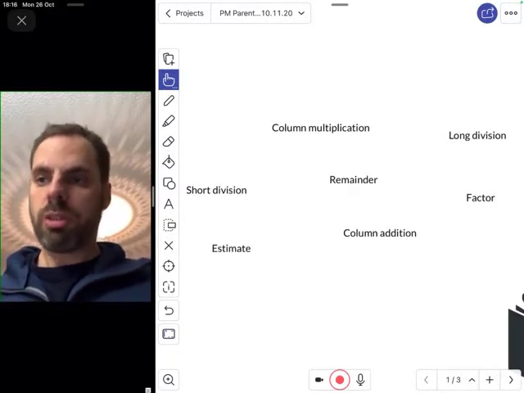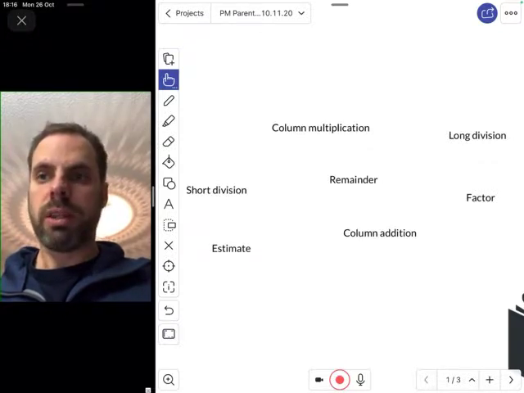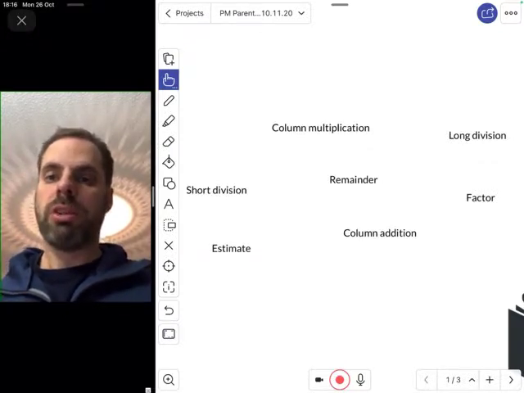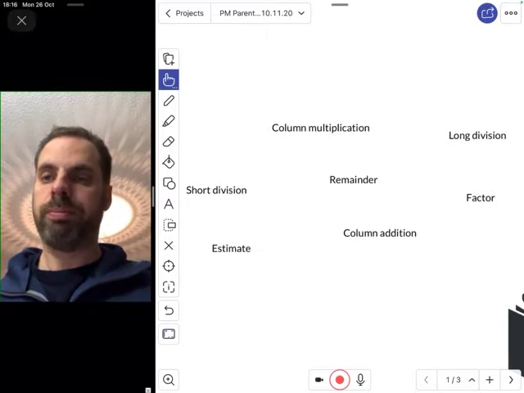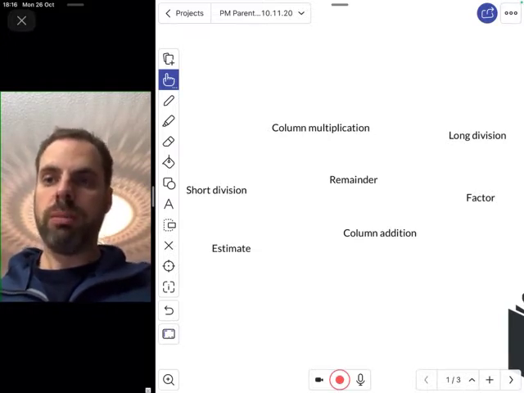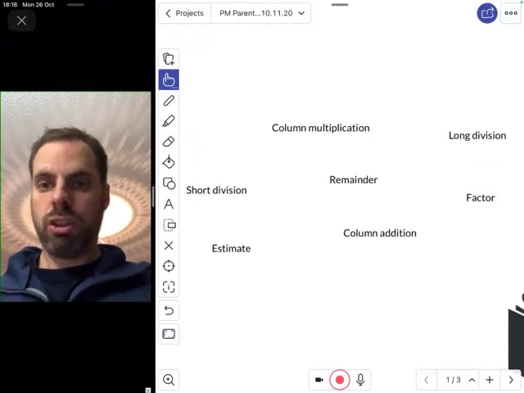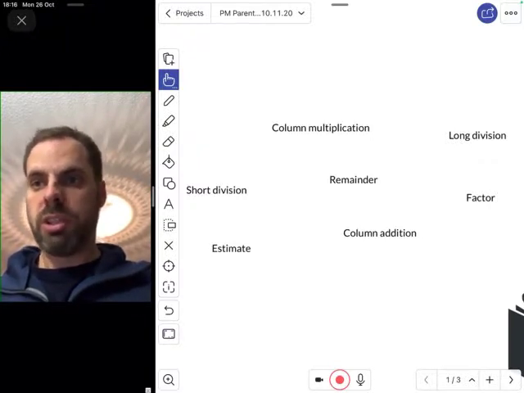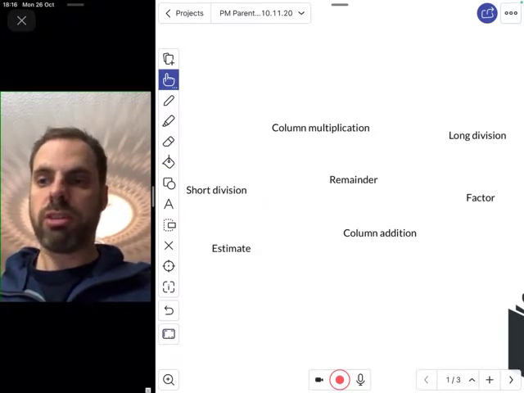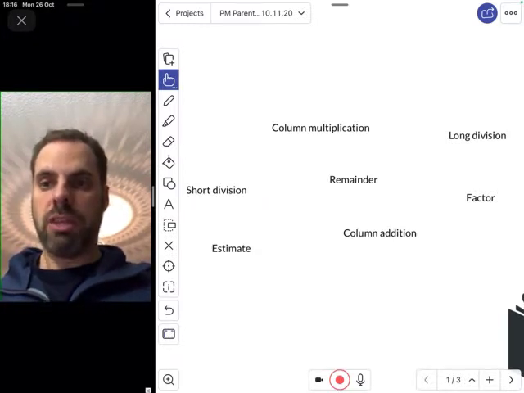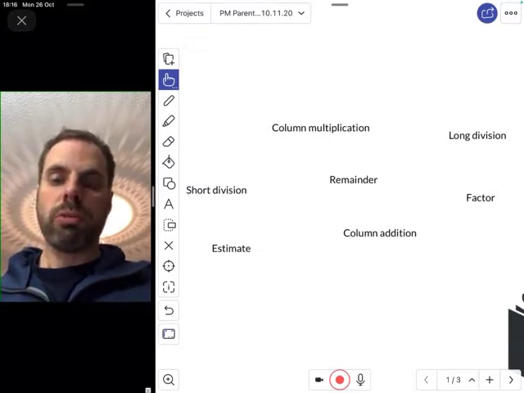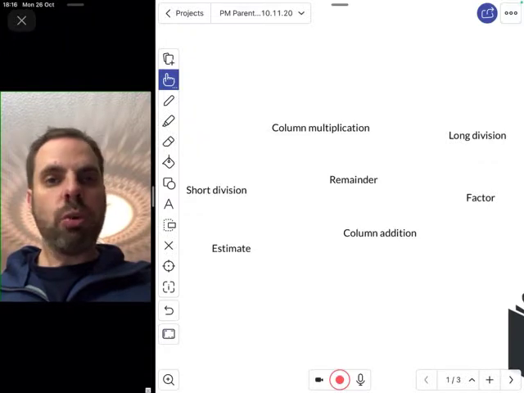There's a couple of different slides that I've got to show you about this. This vocabulary here is the vocabulary that they really will be using a lot during this unit 1. Those include column multiplication, long division, remainder, short division, column addition. I have not written column subtraction on there, though that's important too. Estimate and factor.